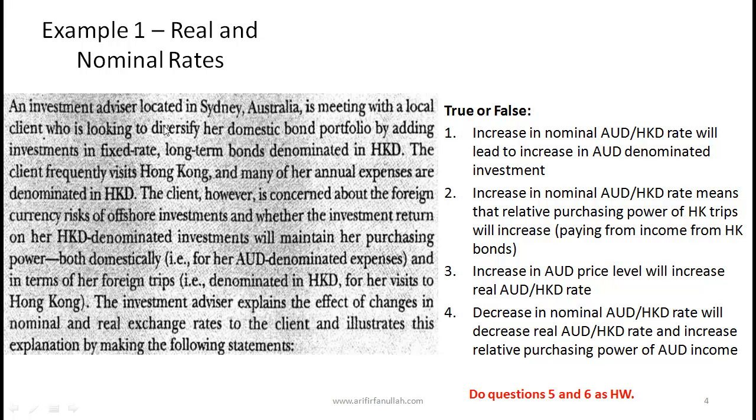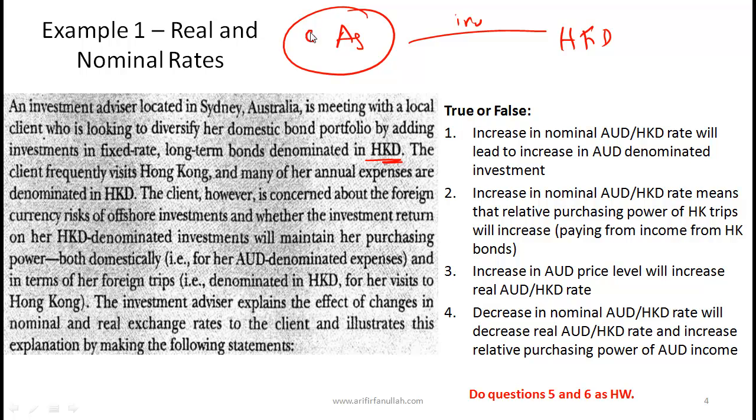So I'll read with you. An investment advisor located in Sydney, Australia is meeting with a local client who is looking to diversify her domestic bond portfolio by adding investments in fixed rate long-term bonds denominated in Hong Kong dollars. So your client is sitting in Australia, concerned about how the Australian currency is doing, and invests in the Hong Kong dollar.